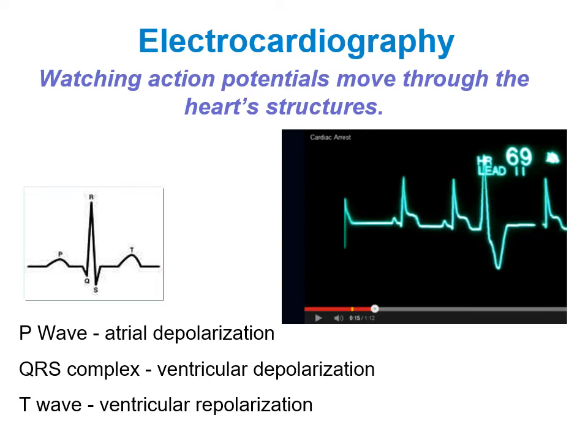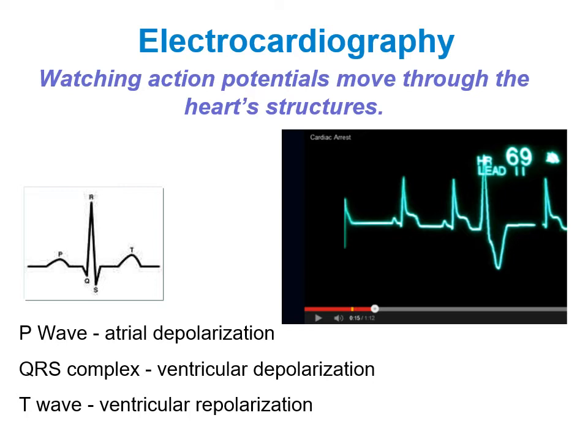QRS complex. Action potentials are now moving through the ventricle. This is known as ventricular depolarization, and the ventricle should contract in the flat line that follows. Note, the QRS complex and the P wave are out of phase, meaning the QRS complex happens after the P wave. This time shift is because of the functioning gatekeeper AV node.